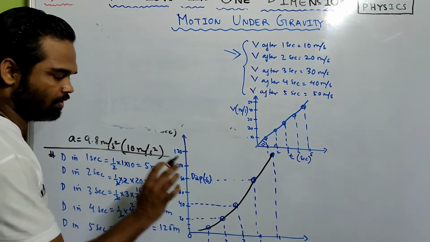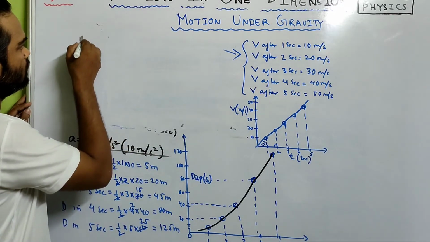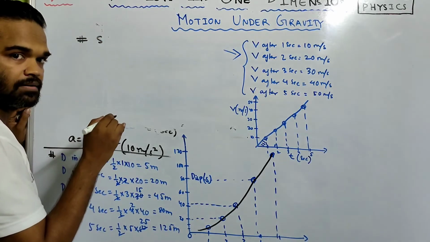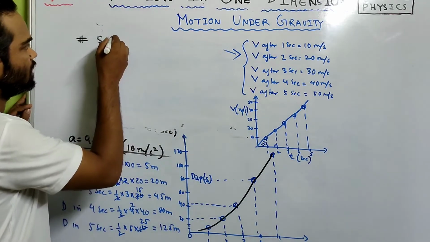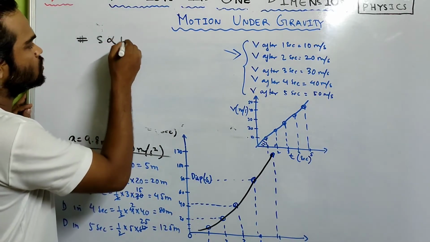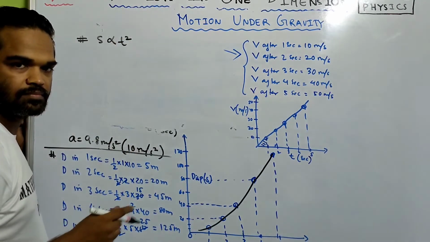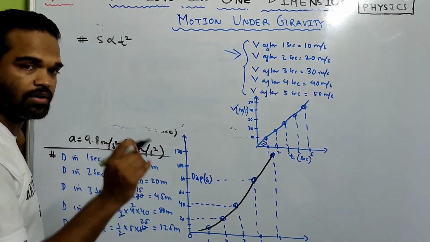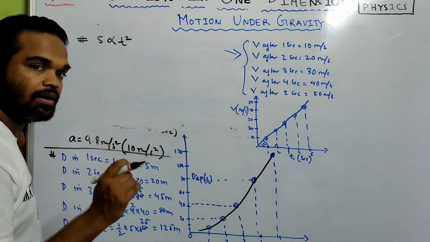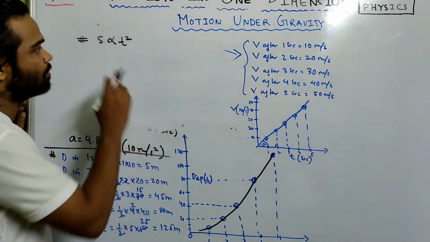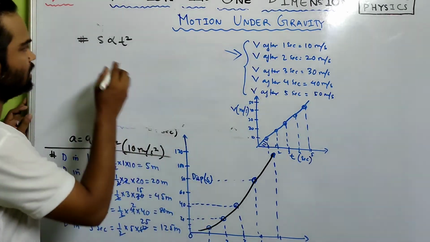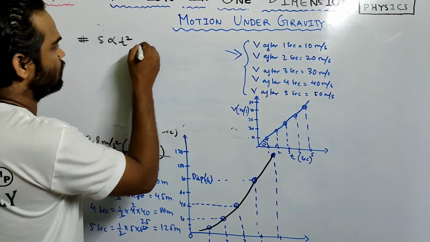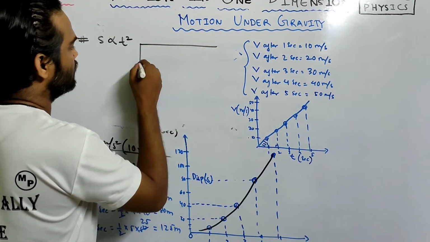From this graph, we get one thing, that the displacement is directly proportional to the square of the time. The displacement of a body falling freely under gravity is directly proportional to the square of the time. If I write the data, just look over here.